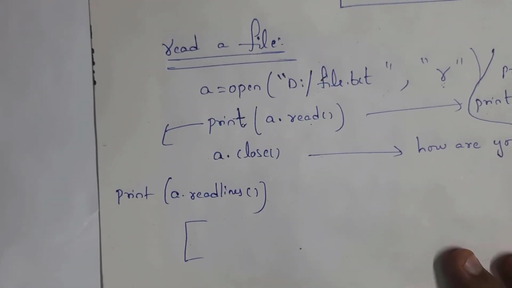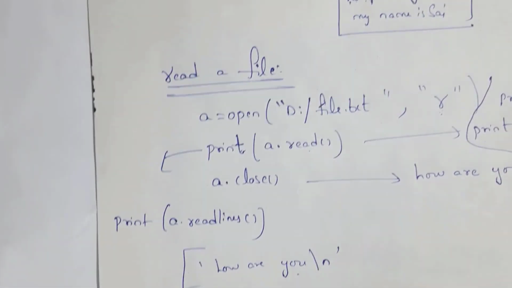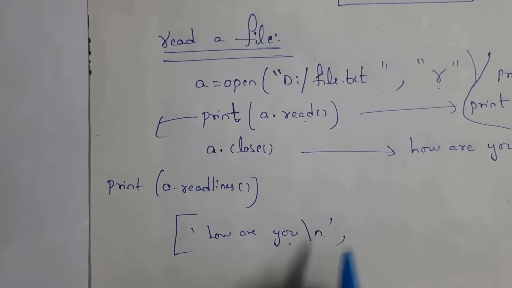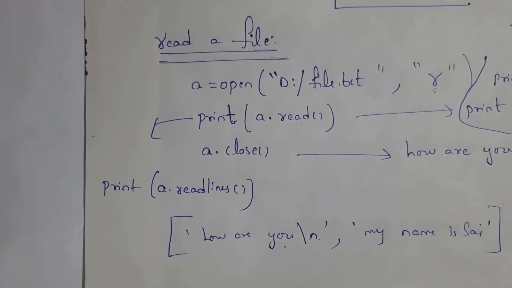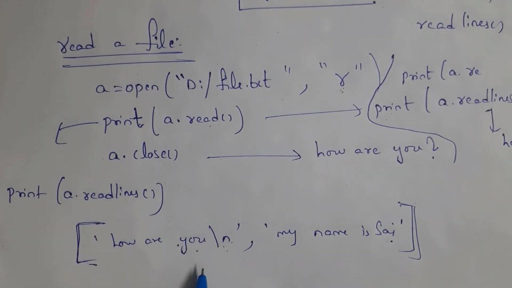Inside the list it will print the output, that is, "how are you", and in the next line "my name is Sai". So it will print the output "how are you\n", that is the next line, comma, "my name is Sai" in quotations. This is my output. For example, I don't want to print the output in the form of a list. I want to get the output like "how are you", and in the next line it should print "my name is Sai". You can achieve it by using a for loop.